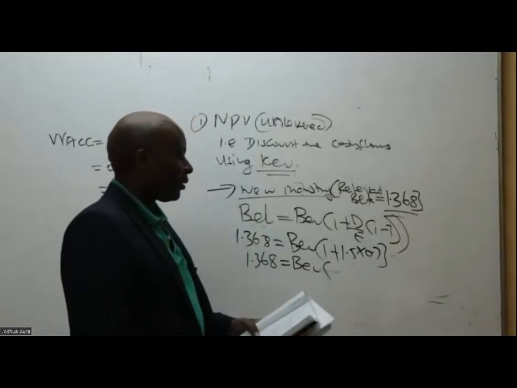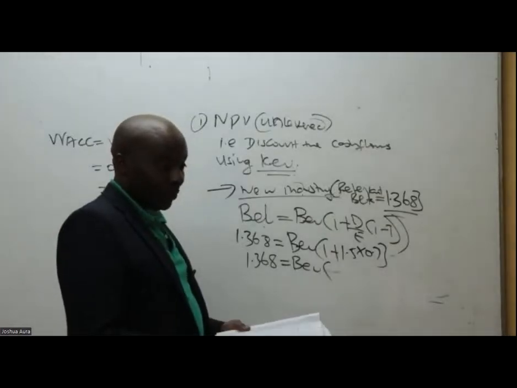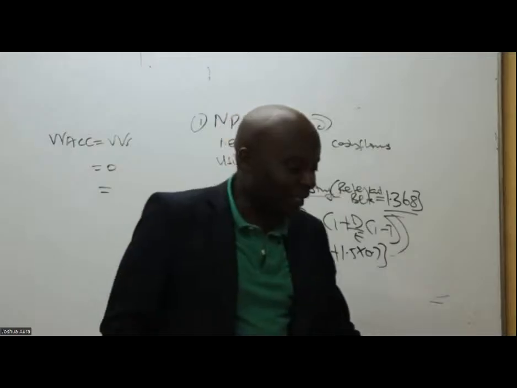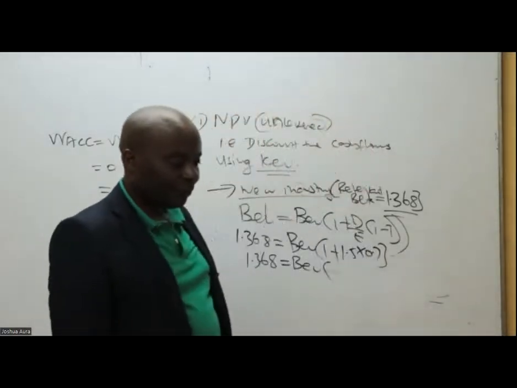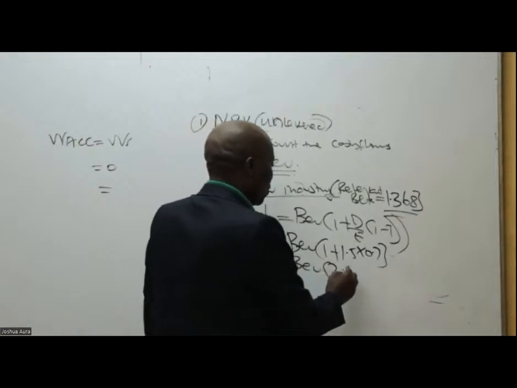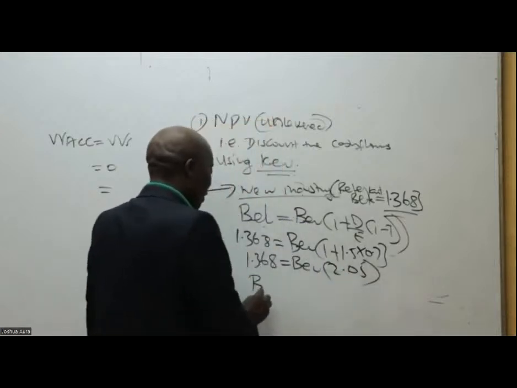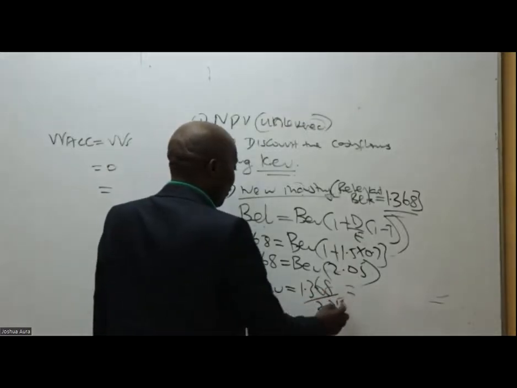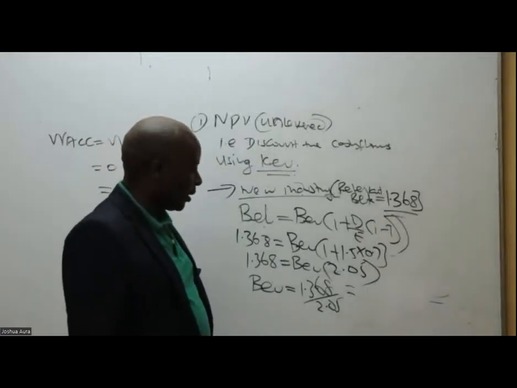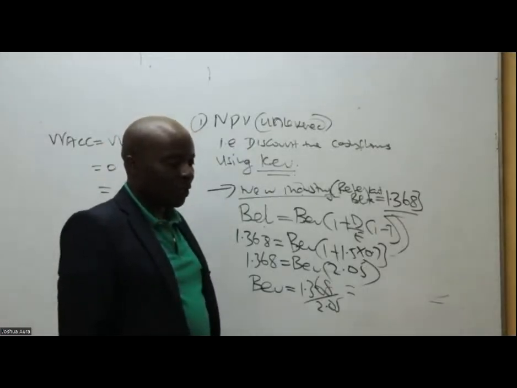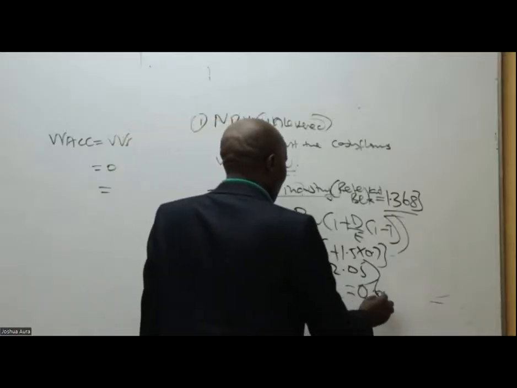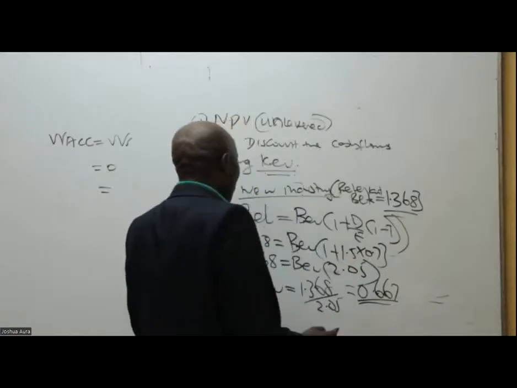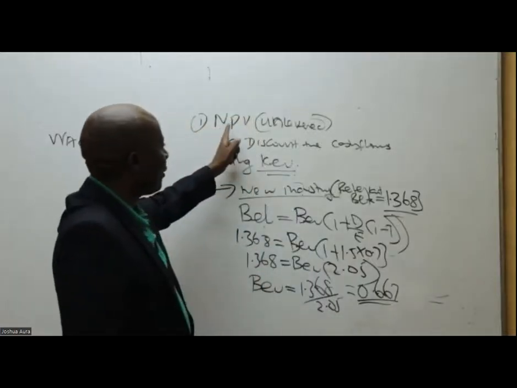It gives me what figure? You must move with speed. 2.05, and then I will be able to get the beta unlevered by taking 1.368 divided by 2.05, which will end up giving me what figure? 0.667.